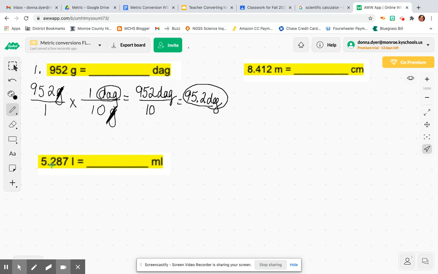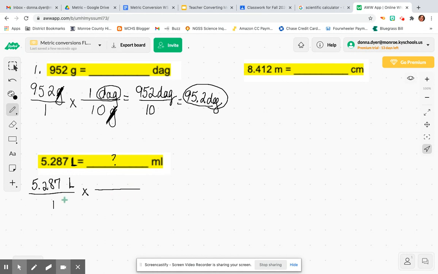Again, my problem, 5.287 liters, that's an L, equals how many milliliters, okay? So first thing we're going to do is take what we're given and put it over 1. 5.287 liters over 1. And I might even go ahead and make that a big L, so that way I can tell the difference between my 1s and my L's. Okay? Now, I'm going to set up my next fraction, my next ratio. I don't care about numbers right now. All I care about are my units.